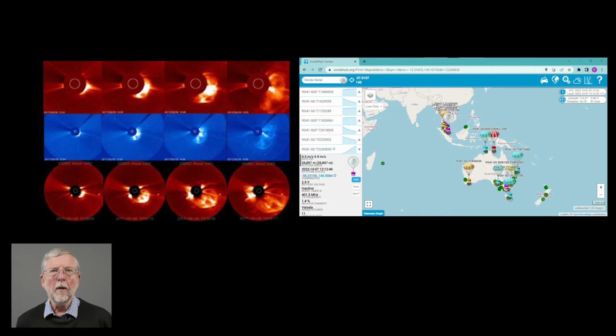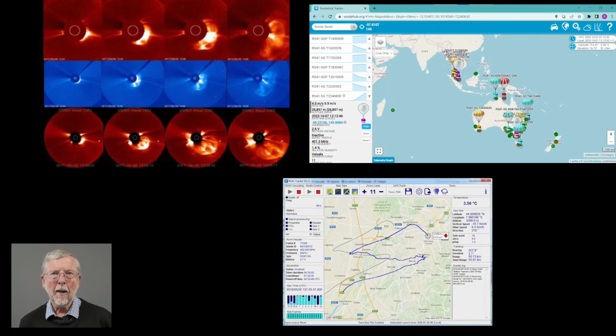Weather balloons or radiosondes are released every day from around the world to provide information about the troposphere, the lowest level of the Earth's atmosphere. They can be monitored via a website or tracked using a simple radio receiver. The data can be captured for analysis using free software.